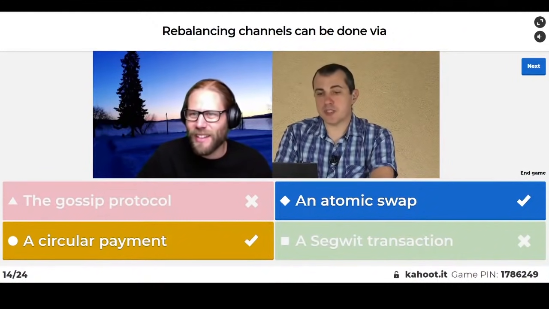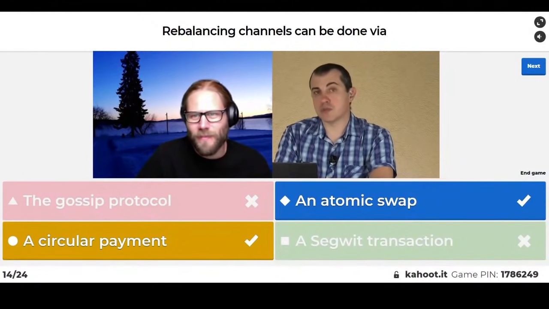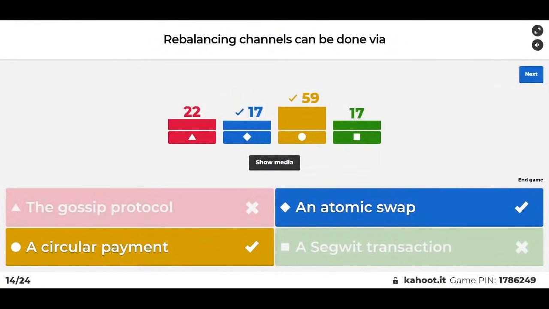So rebalancing channels can be done via a circular payment or an atomic swap. Both of those answers are correct. In fact, we see that most people got a circular payment that we talked about. And an atomic swap was also a correct answer. A SegWit transaction, strictly speaking, you can rebalance a channel by doing a SegWit transaction by effectively closing the channel and then reopening a channel, but then you're not rebalancing the channel. It's a new channel. It gets a new short channel ID. And the gossip protocol is kind of involved, but again, as I've said before, don't overthink this.